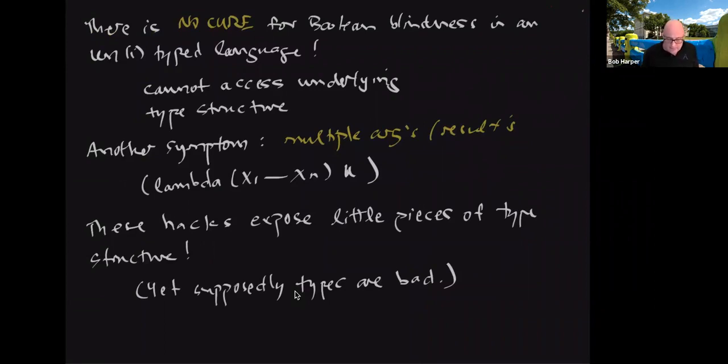Now, in a language like that, there's no cure for the Boolean blindness because you can't get at the underlying thing. And what is it that I mean? I mentioned already the symptom: multiple arguments or multiple results. That's nothing but an admission that there exists a type U^N, you know, N full copies of U, U cross U cross U. So you're really admitting you have types when you have multiple arguments.